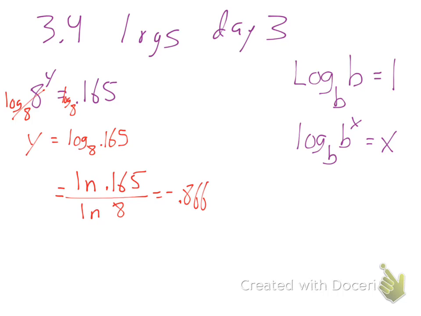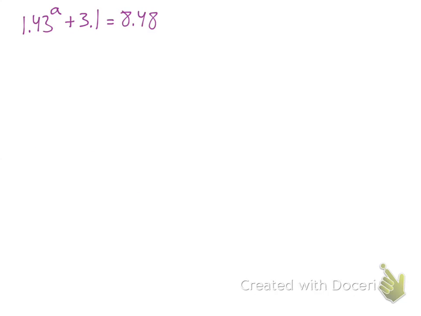So the next problem is going to be the exact same thing, but we're going to have to kick it up a notch. We got to make it a little bit more difficult. This time, a is our exponent on 1.43, added to 3.1 should give us 8.48. Hint: to take a log of both sides, you have to have something equaling something, not something plus something equals something. So get rid of 3.1, and you get 1.43 to the a equals 5.38.